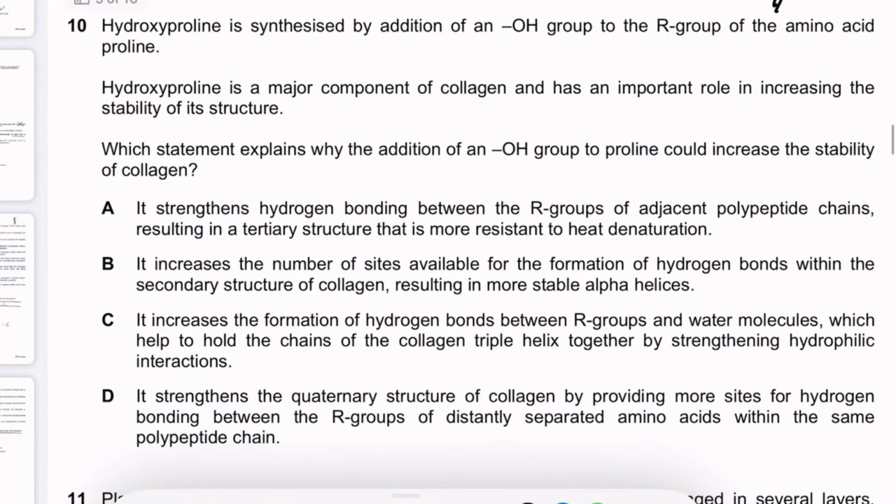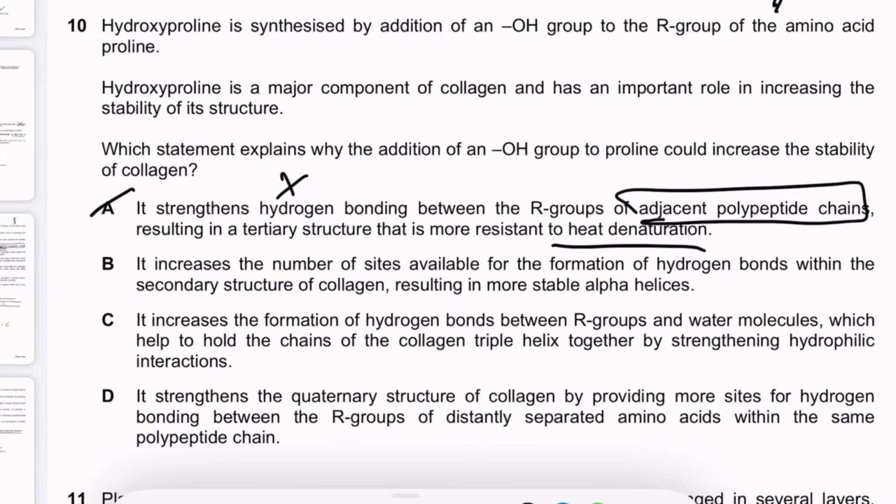So it strengthens the hydrogen bonding between R groups of the adjacent polypeptide chains, resulting in a tertiary structure that is more resistant to heat denaturation. Between adjacent polypeptide chains, you don't have hydrogen bonds, you have covalent bonds. And hydrogen bonds will not really do anything to prevent heat denaturation, so we can cancel out A. B. It increases the number of sites available for the formation of hydrogen bonds within the secondary structure of collagen, resulting in more stable alpha helices.